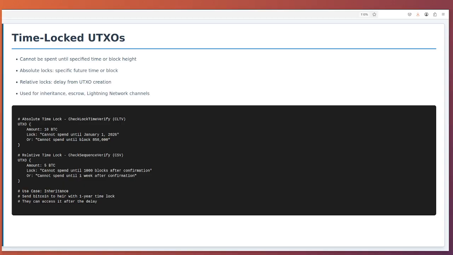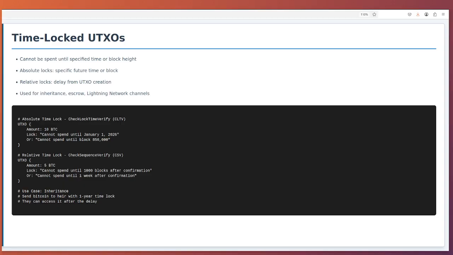Practical applications of time-locked UTXOs include inheritance planning. You can send Bitcoin to your heirs in a time-locked UTXO that they can access after a certain date, providing a dead man's switch. Escrow services use time locks to create refunds. If a transaction isn't confirmed within a timeframe, the funds automatically return to the sender. The Lightning Network relies heavily on time-locked UTXOs to secure payment channels, ensuring parties can recover funds if the other party becomes unresponsive.